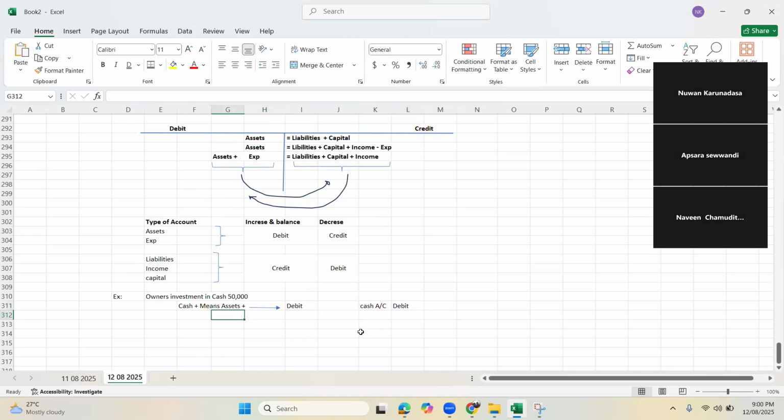Then the other impact. When the owner invests cash, we receive cash. Cash increases on one side. What is the other impact? Capital increases. Capital increase means debit or credit? Credit. Now see, credit means the capital account.